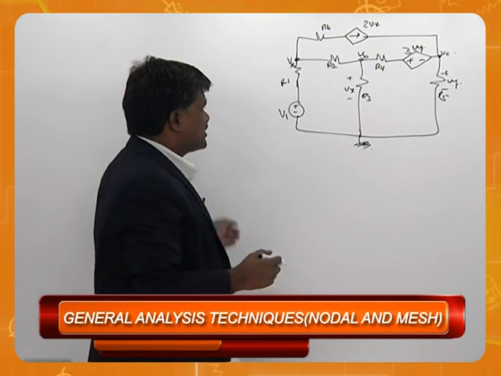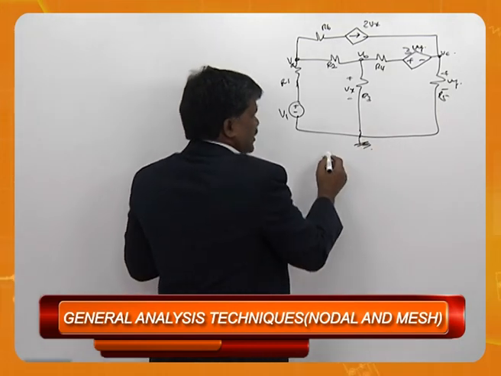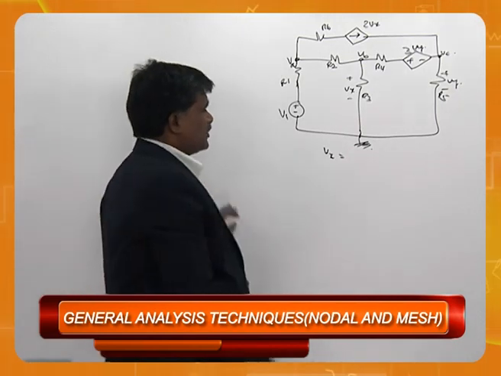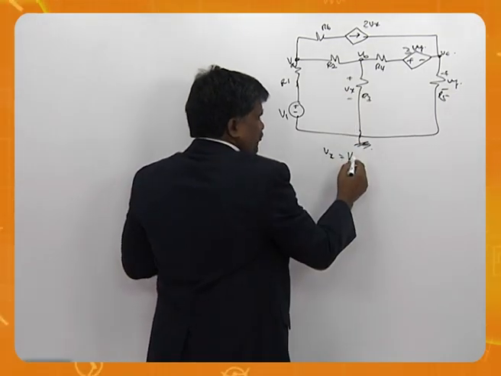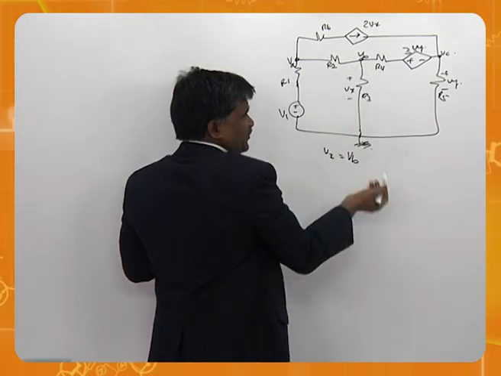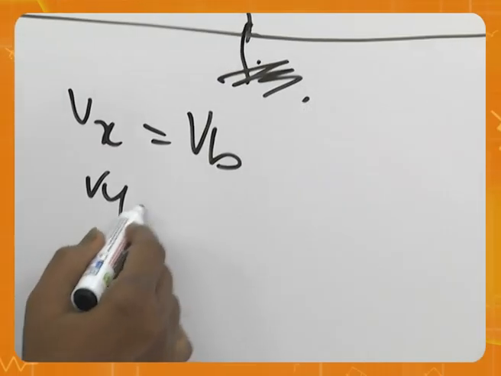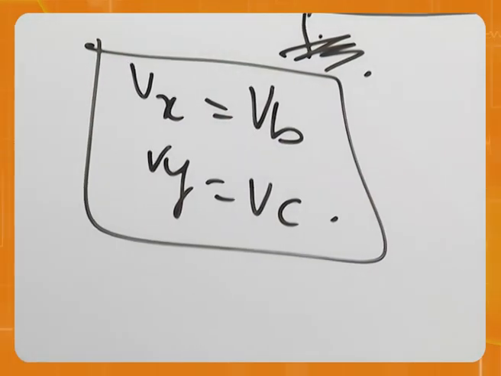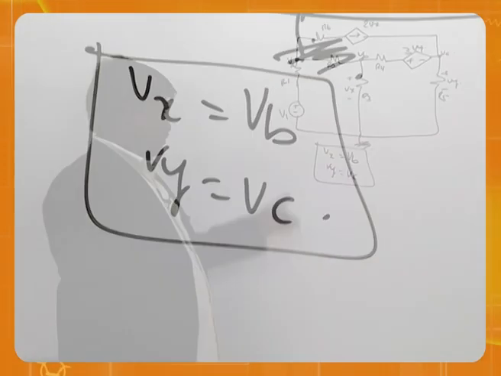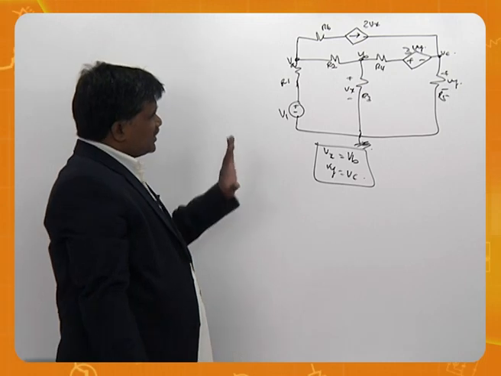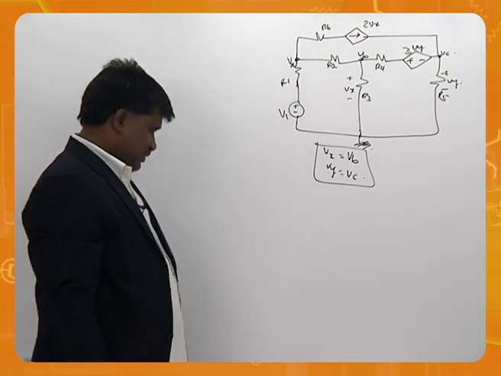Okay, as usual, as I've been telling, you need to see what is Vx first. Please define dependent sources. Vx is directly Vb, because this is Vx, that is also Vb. Now, Vy is directly Vc. So keep these two and then analyze. Vx is Vb, Vy is Vc. Now with this, I am going for nodal analysis.